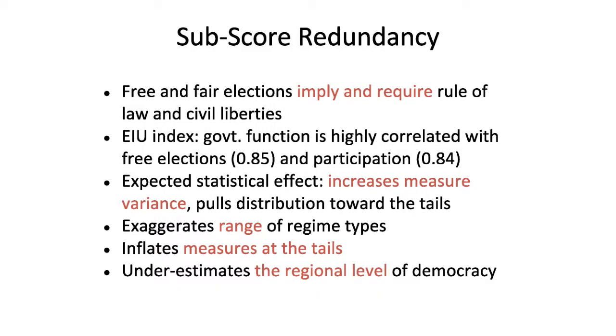Okay, so subscore redundancy. The index takes different measures: rule of law, extent of civil liberties, free elections, public participation, and aggregates them all together into a single number between 0 and 10. But you could make the argument, a fairly plausible argument, that free and fair elections and high levels of participation require and in fact imply rule of law and civil liberties, so that the latter two measures are redundant. And in fact, government functioning is very highly correlated with free elections and participation. These are scores that are highly correlated with each other.